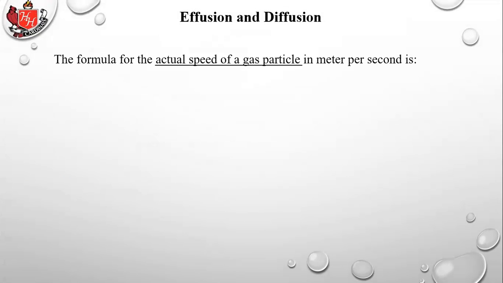Okay, effusion and diffusion. So the formula for the actual speed of a gas particle in meters per second is this. We talked about Graham's law of effusion, and what we came up with was a relative speed. We could tell how much faster the smaller particle was going than the larger particle. We knew the smaller one was going faster. It could tell us that the smaller particle, for example, was going twice as fast as the bigger particle, but it didn't tell us exactly what that number was, how many meters per second. This formula actually tells us the number in meters per second.